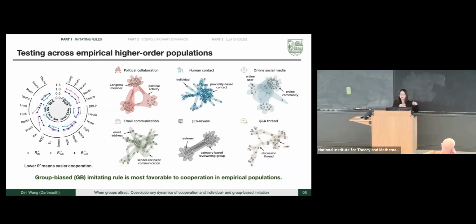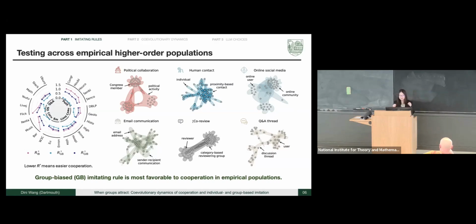And we have online social media to capture how online users interact with each other. And we have the email communication, where nodes are email addresses, and the hyperedges are sender-recipient communications. We also have the co-review network and question and answer threads. So across these 6 types of different high-order populations, the radar plots show the critical synergy factor R star. So here, lower R star means easier cooperation.